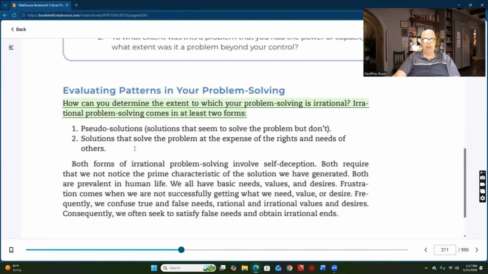Anyways, pseudo solutions: not real, semi solutions, fake solutions, solutions that seem to solve the problem but don't, right? Like a pseudo intellectual, not really an intellectual, like a cardboard intellectual, a fake, false, partial, weak intellectual. Solutions that solve the problem at the expense of the rights and needs of others, right? Both forms of irrational problem solving involve self-deception. Oh, that's huge.